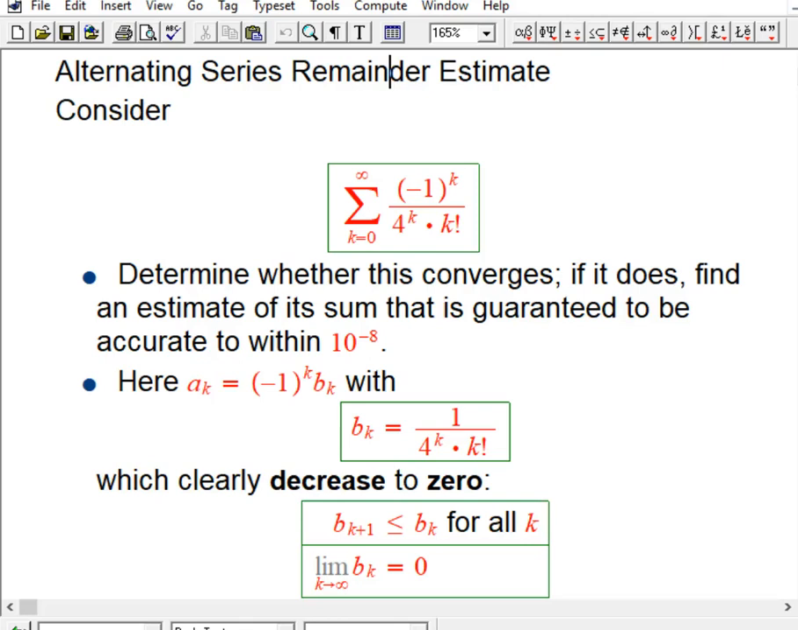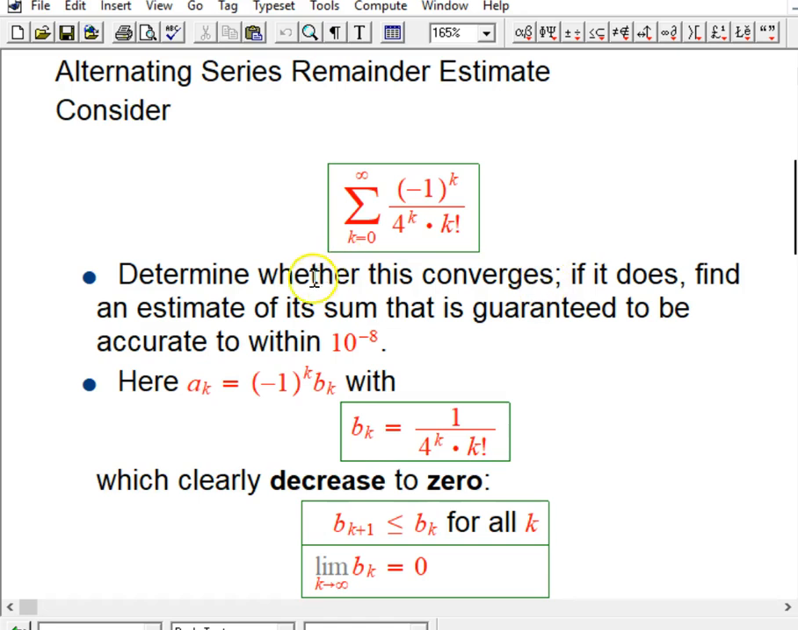Now we'll talk about doing a remainder estimate for the alternating series. This one's a little more computationally intensive, so we'll do it on the computer. So let's consider this infinite series: minus 1 to the k over 4 to the k times k factorial. And we want to know if it converges.